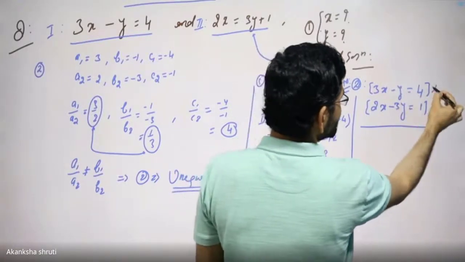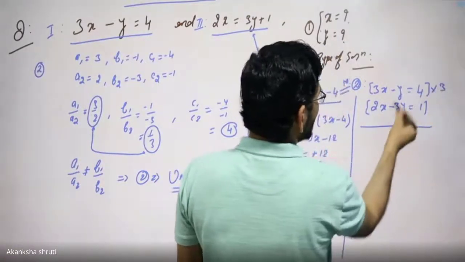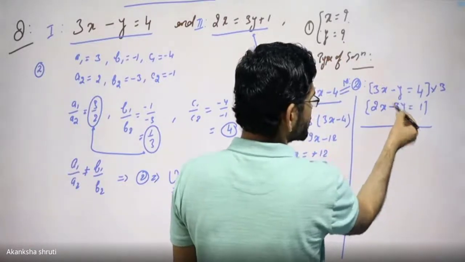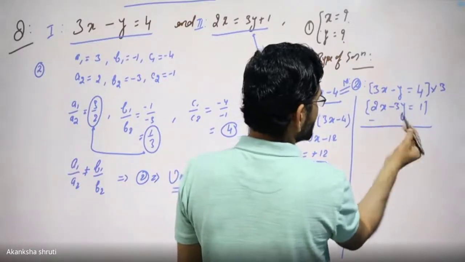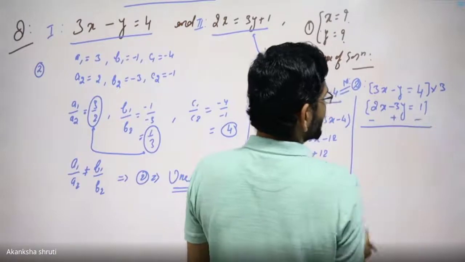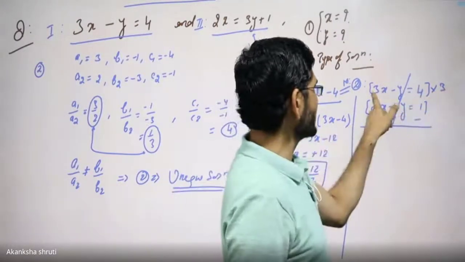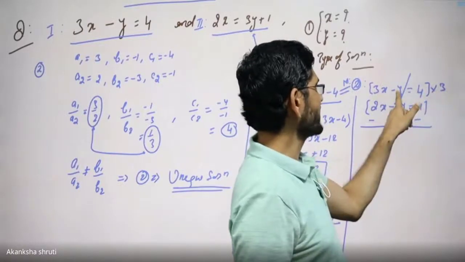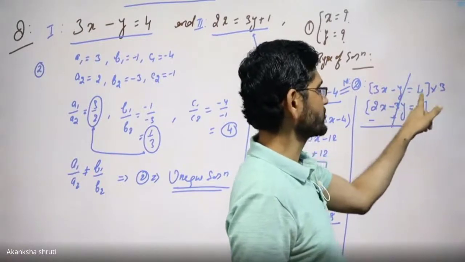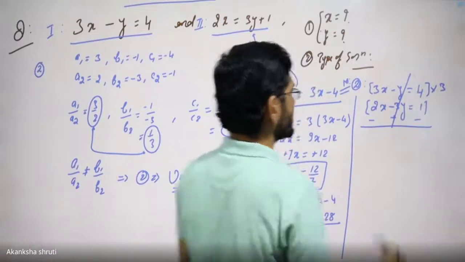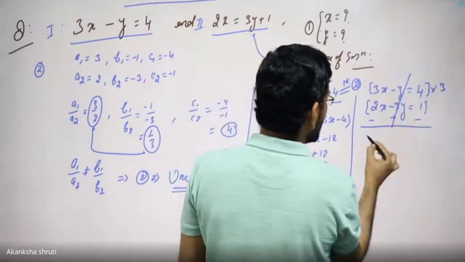So multiply this by 3. Then we need to change their sign because both have the same sign. So this becomes minus, this becomes plus, this becomes minus. Keep in mind, this will get cancelled. This 3 will multiply to this minus 1 of this y, and this 3 will also multiply to this 4. That is important. So this is what? 3 3s are 9x.